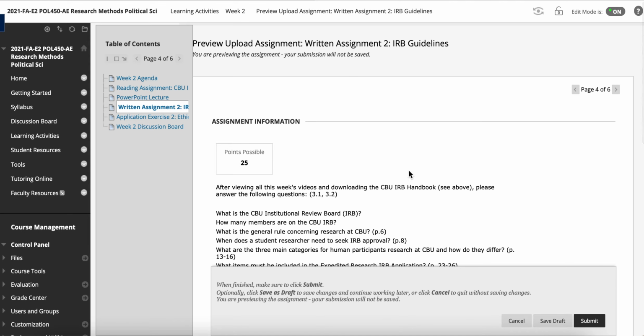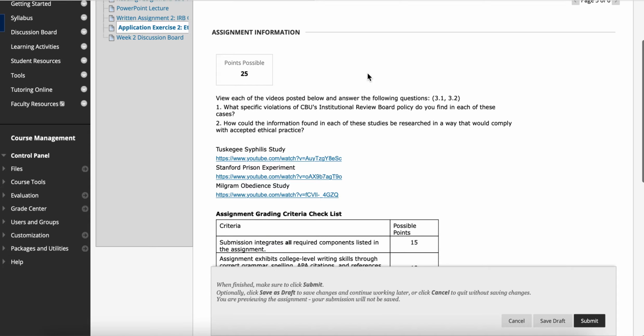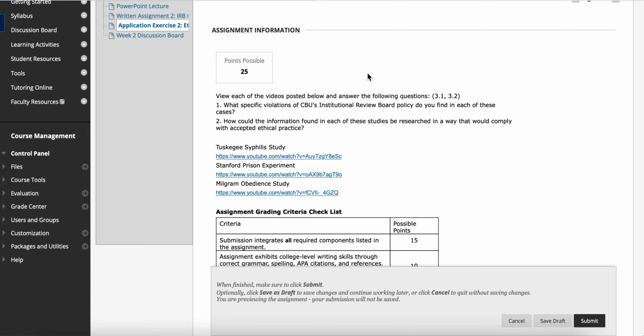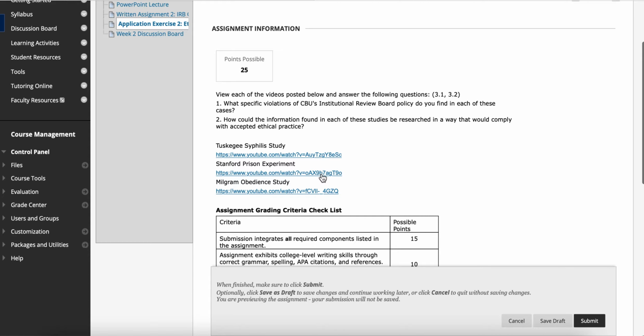The next assignment that we have is our application exercise for this week, which is the ethical dilemma. With this ethical dilemma, I've provided you a series of YouTube videos. The questions that I ask are: what specific violations of CBU Institutional Review Board policy do you find in each of these cases? And how could the information found in each of these studies be researched in a way that would comply with accepted ethical practices? So I'm going to review these this morning to make sure all these links are there.